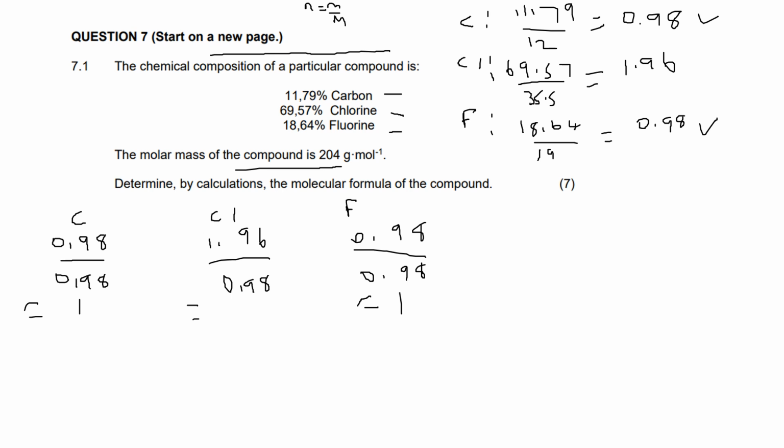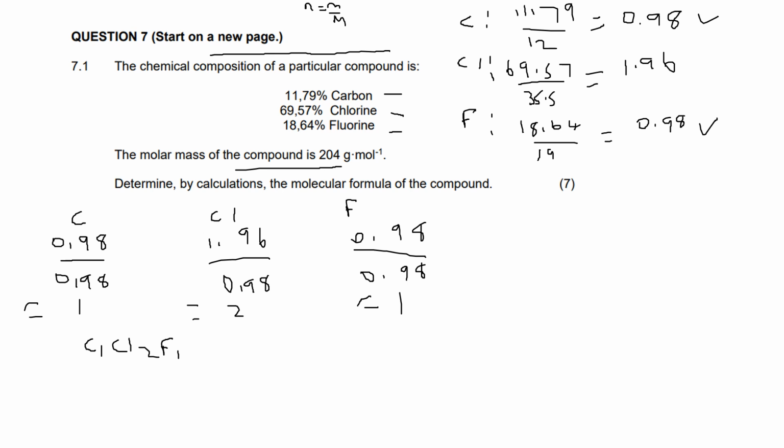So 1.96 divided by 0.98. That's giving me 2. So I'm getting 2 for Cl. Okay, and then therefore our empirical formula will be like this. It will be C1, that's our empirical formula, C1, and then Cl2. So it's C1 and Cl2, and then lastly it will be F1 based on that ratio. So it's C1, Cl2, and then F1.